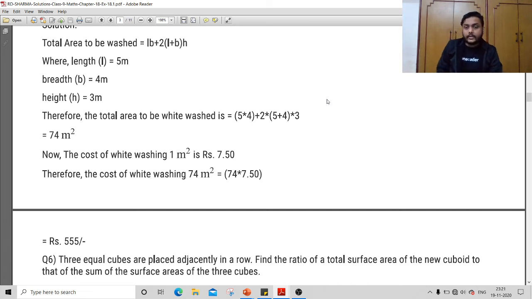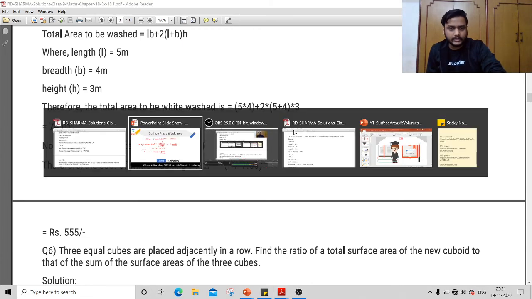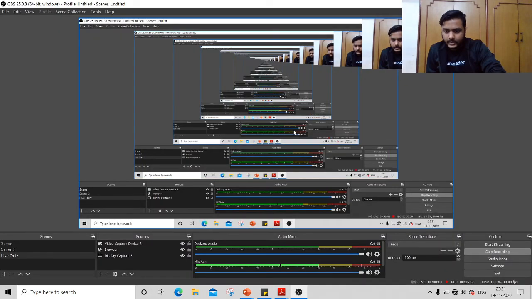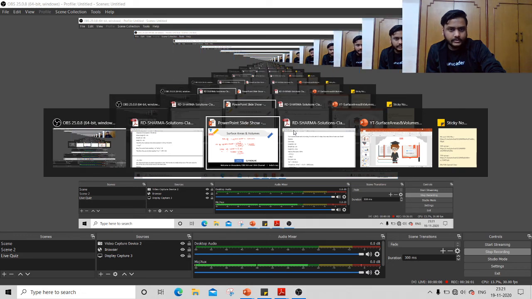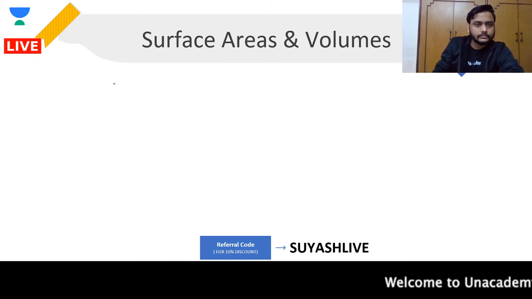I need to find the ratio of the total surface area of the new cuboid to the sum of the surface area of the three cubes. Samjho guys, this is a good question. So we need to find out what? We need to find out the ratio of total surface area of the new cuboid to the sum of the surface area of the three cubes. These questions are from your RD Sharma. If anyone has any doubt in that, you can refer to those books. Now guys, let's proceed forward. Aage chalte hain. Samjho baat ko, dhyan se sunna.